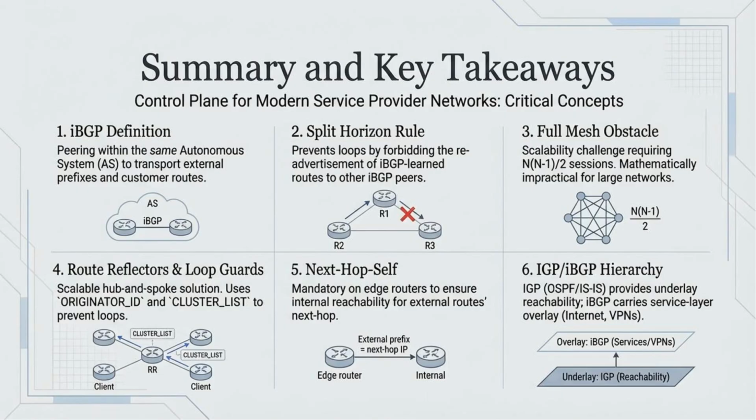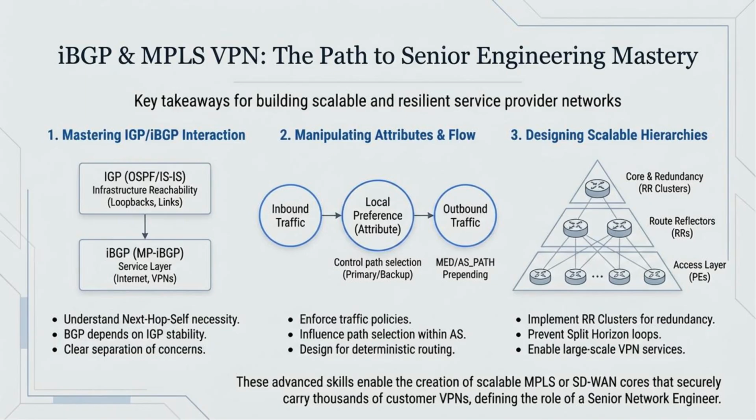7. The hierarchy. Use IGPs, OSPF/ISIS, for infrastructure reachability, loopbacks and links. Use iBGP for the service layer, internet routes, VPNs. BGP is not just about connecting to the internet. It is the glue that holds large-scale internal networks together. Mastering the interaction between your IGP and iBGP, understanding the flow of attributes like local preference, and designing scalable route reflector hierarchies are the hallmarks of a senior network engineer.